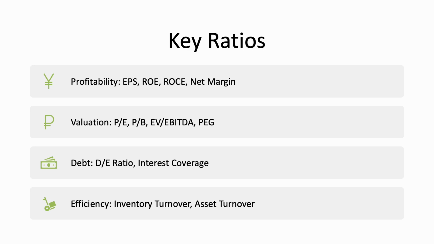Return on equity, ROE. ROE measures how efficiently the company uses shareholders' money. Formula is net profit divided by shareholders' equity. A 15% ROE is generally considered good. For example, HDFC Bank has historically maintained ROE around 17 to 18%, that's strong.